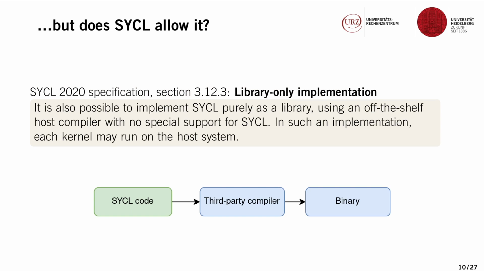Lastly, the SYCL specification also defines the library-only implementation, and it says it's also possible to implement SYCL purely as a library using an off-the-shelf host compiler with no special support for SYCL. In such an implementation, each kernel may run on the host system. So you have SYCL code, then you have a third-party compiler, and you get some binary out of it. And this is basically what we are doing with our OpenMP compilation flow for the host system.